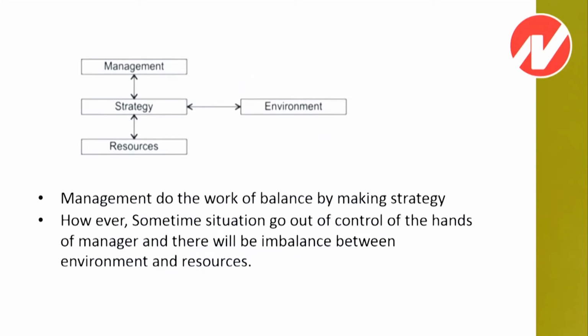But otherwise what is strategy? तो ये figure आपको draw करना है, ऊपर है management is going to create a workable balance between which two things, so resources, that is the internal thing, and environment, that is the external thing. So management does the work of balance by making strategy. However, sometimes the situation goes out of the control of the manager, and there will be imbalance between environment and resources, and this condition is known as the risk.